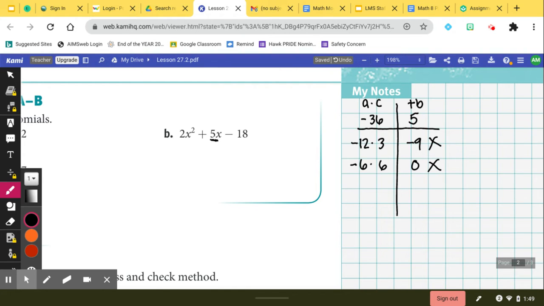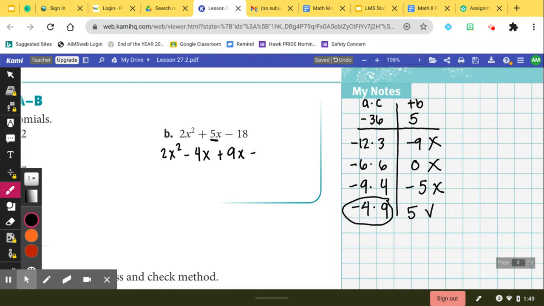So what about negative 9 times 4? Adding those together, that adds to negative 5, so it's close, but still not quite ready. What if I switch the negatives? Negative 4 times 9, so that would be positive 5. These two numbers are what I'm going to break that middle term into. So I get 2x squared minus 4x plus 9x minus 18.